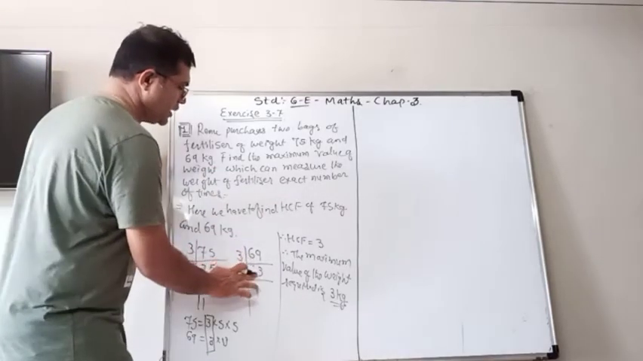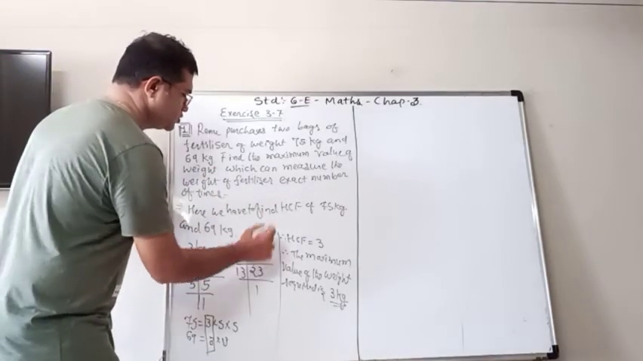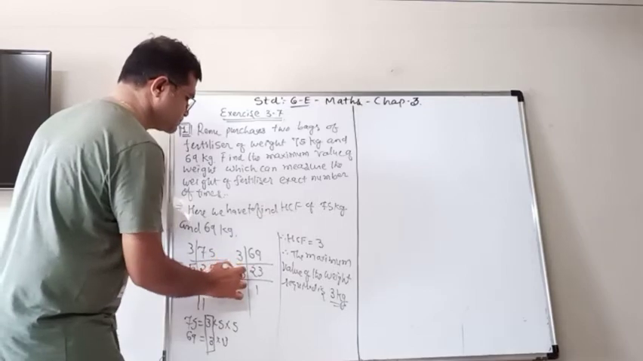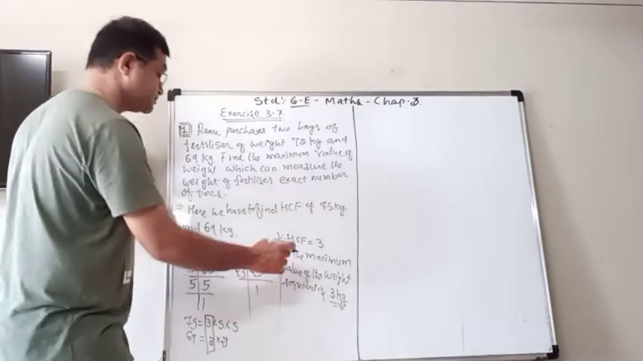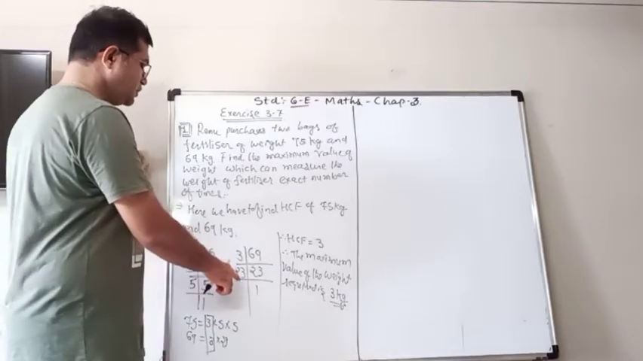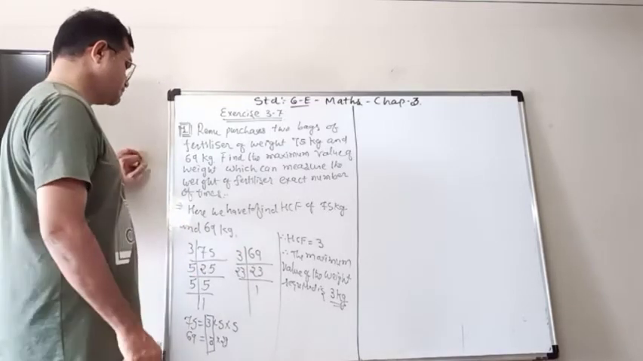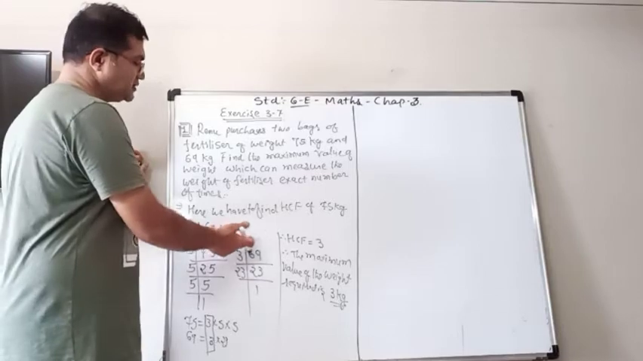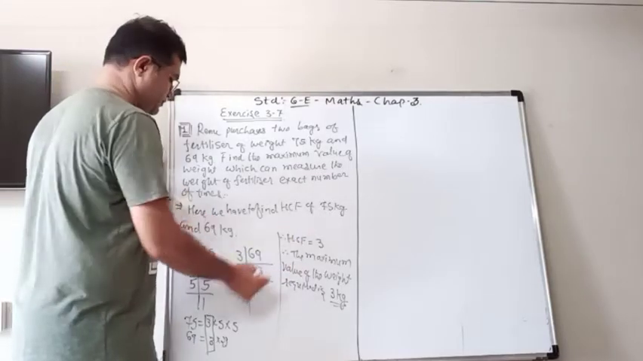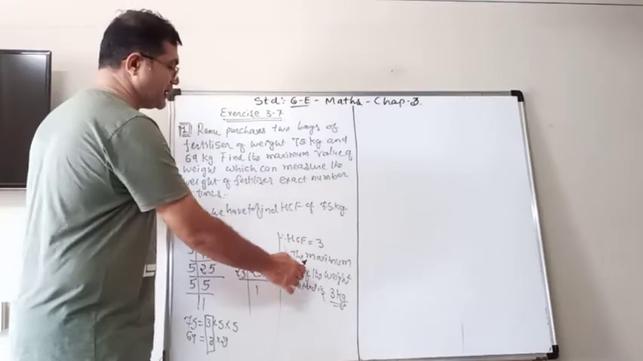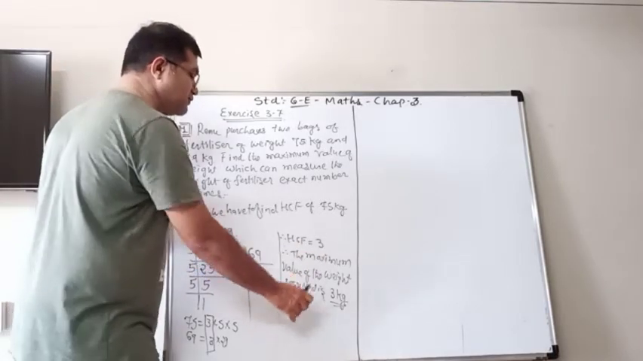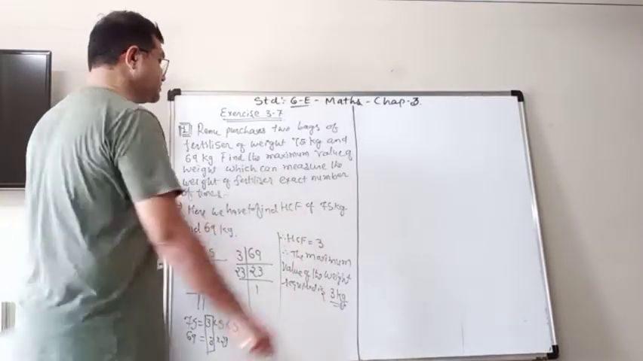So here actually it is 23. My mistake, sorry. But the answer will be the same, 12. So here 23 is a prime number. 23 3s are 69 and the HCF will be 3. So here the maximum value of the weight required will be only 3 kilogram.